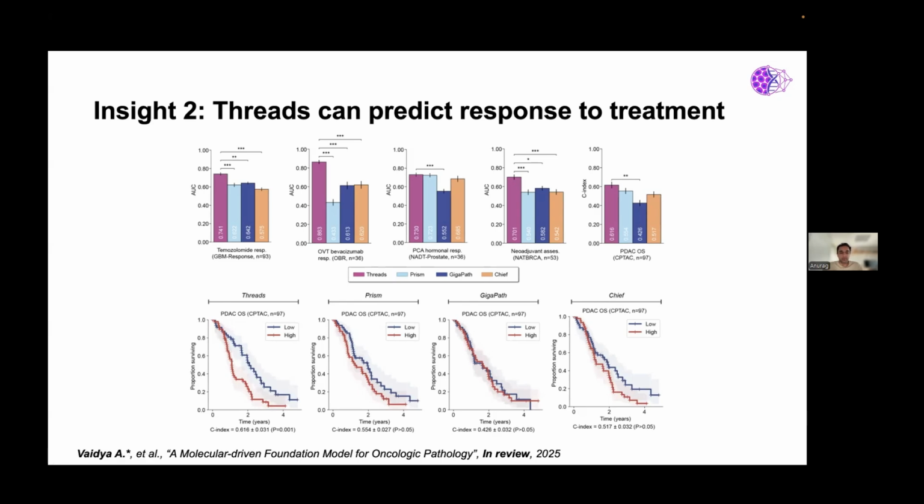While numbers are important, what doctors and clinical teams really care about is, are you able to stratify patients into different risk groups? Because that is how they are going to select their treatments. So in the bottom half of the figure, you can see that we've separated the patients into different risk groups, namely high and low, and Threads is able to get a statistically significant separation between these risk groups, whereas for the other models, their risk stratification is not super clear.